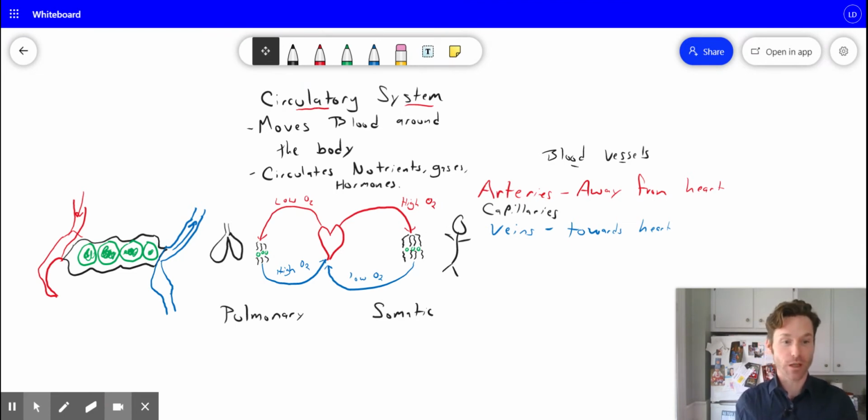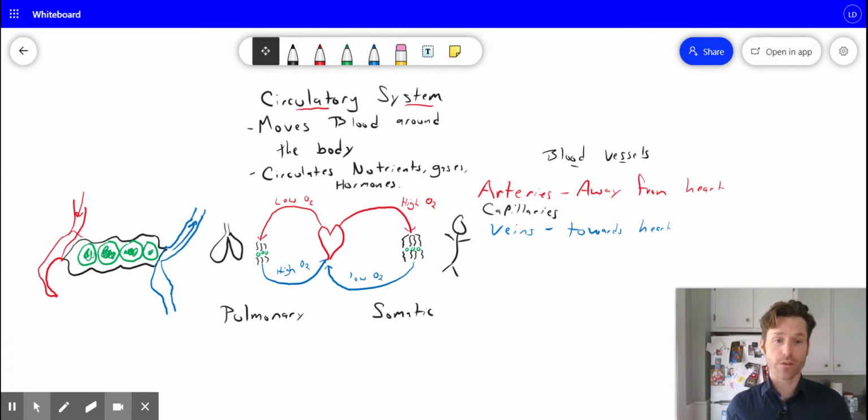Today I'm just going to do a quick talk about the circulatory and respiratory systems, just the anatomy and the functions of each. This is a review from the things we went over in class, so I'm going to keep this quick and to the point.